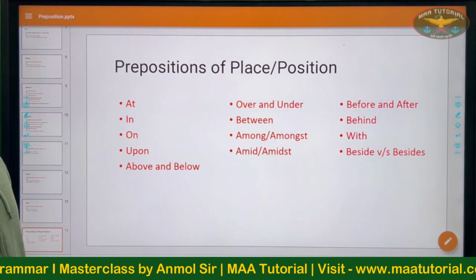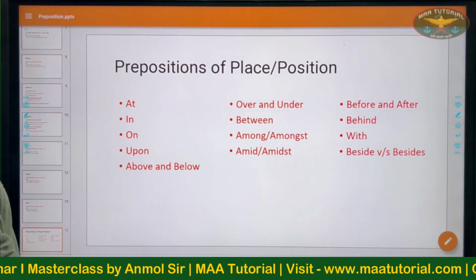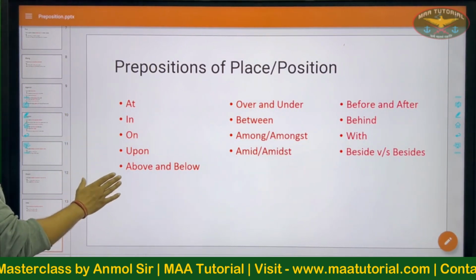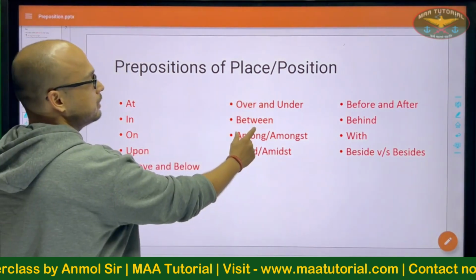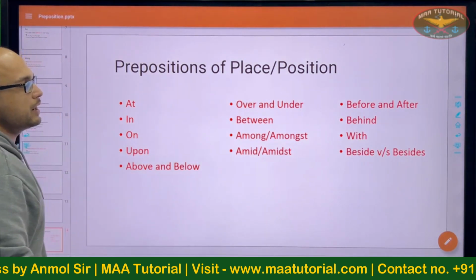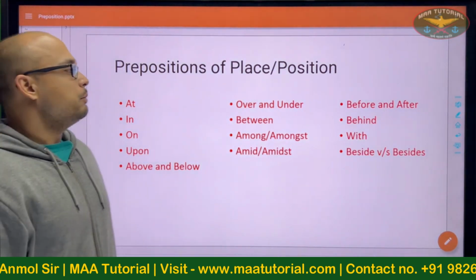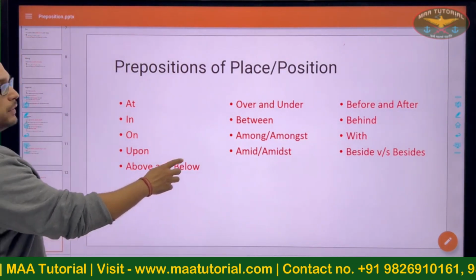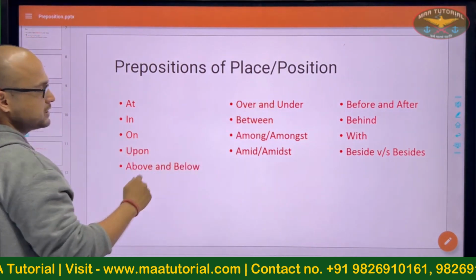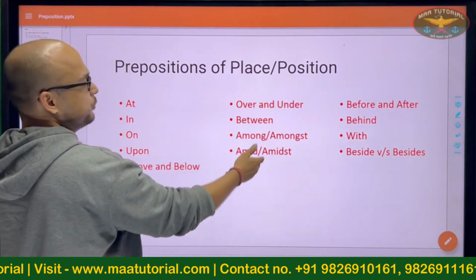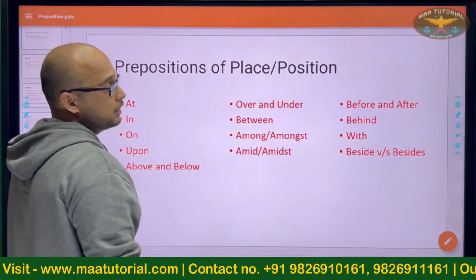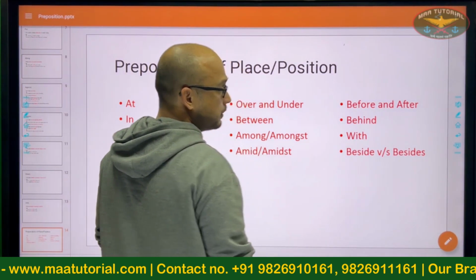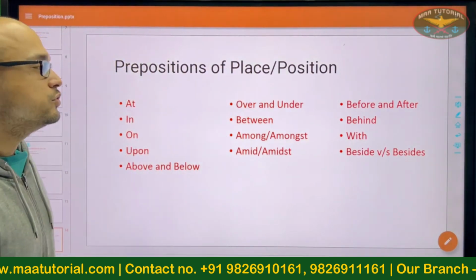Then we had prepositions of place and position. There were 13: at, in, on, upon, above and below, over and under, between, among, amongst, amid, amidst, before and after, behind, with, beside versus besides. Remember, we have put a slash where both of them are opposite in meaning, slashes where both of them are interchangeable, and versus when both of them can be confused in their use.